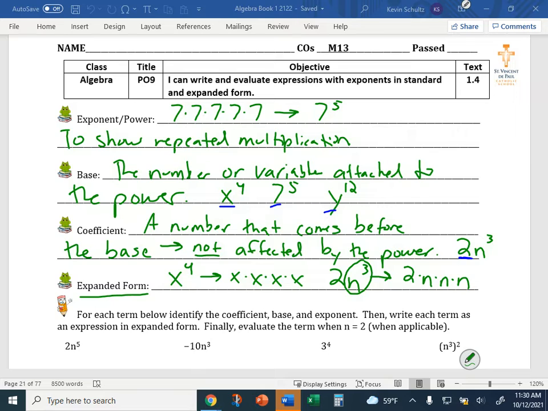So what we're going to see in PO9 here is a lot of practice with identifying what the power is attached to, what it is not, what the coefficient is, what the base is, and then also how parentheses can change that. Okay, so kind of back to order of operations here as well. Any questions so far though?